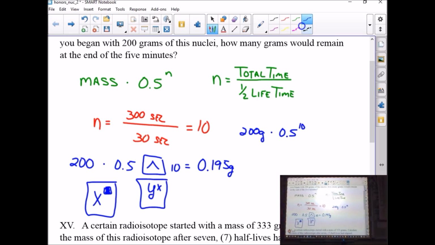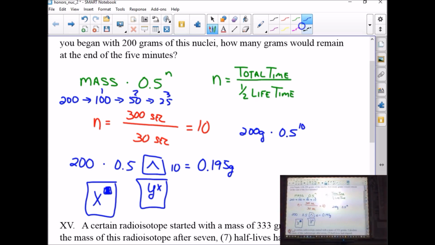Now, you could do it the really long way as well. So if you start with 200 grams, after one half-life, you have 100 grams. After another half-life, you have 50 grams. After another half-life, you have 25. You could do that 10 times. That'd be ridiculous. Don't do that. And as you do this 10 times, there's the first, second, third. I only went through 3 half-lives.